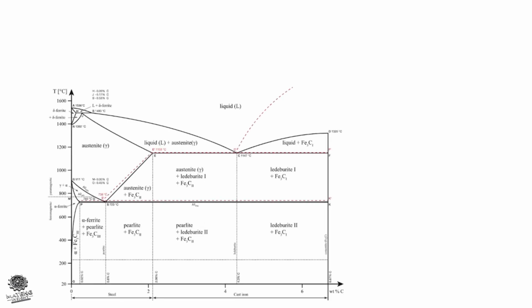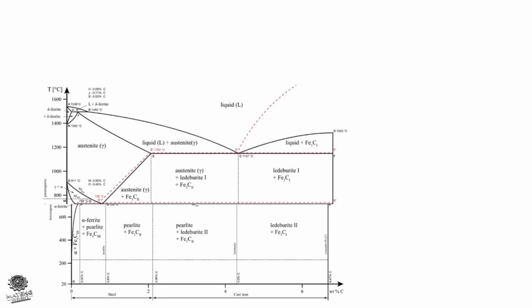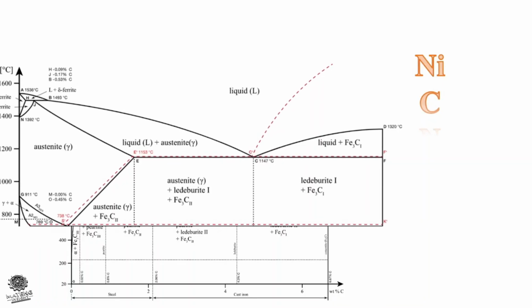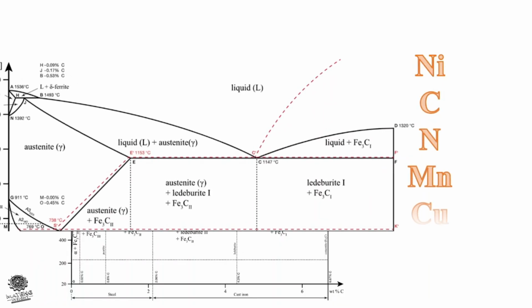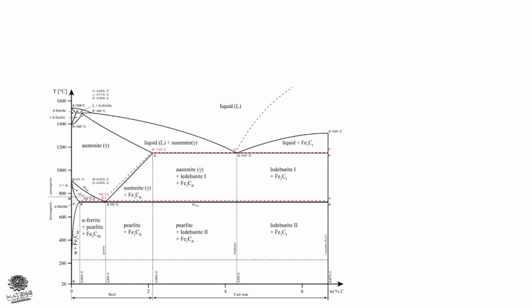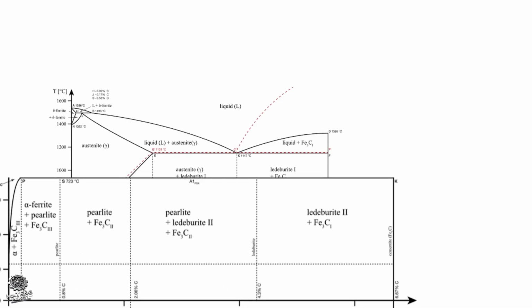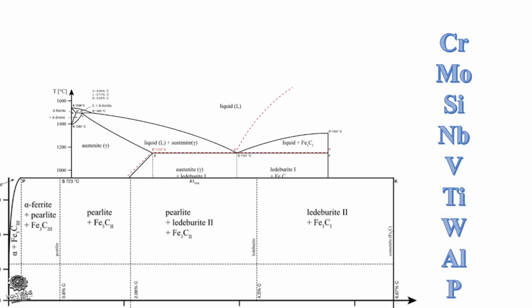Alloying elements are categorized into two categories: austenite stabilizers and ferrite stabilizers. The austenite stabilizers are like nickel, manganese, nitrogen, carbon. These elements expand the austenite region and stabilize it at lower temperature, such as in austenitic stainless steels. But ferrite stabilizer elements such as chromium, silicon, molybdenum, vanadium, these elements expand the ferrite region.